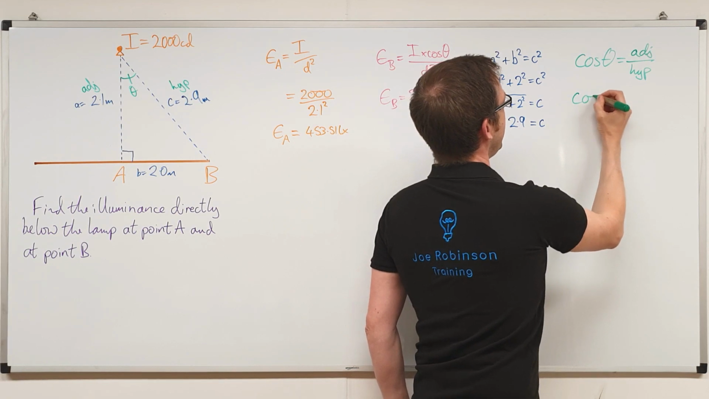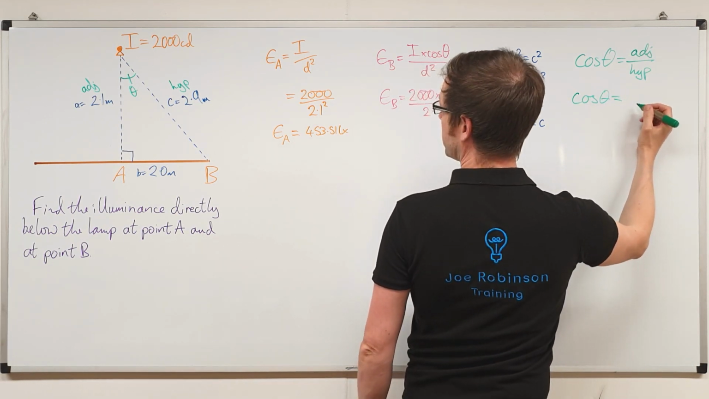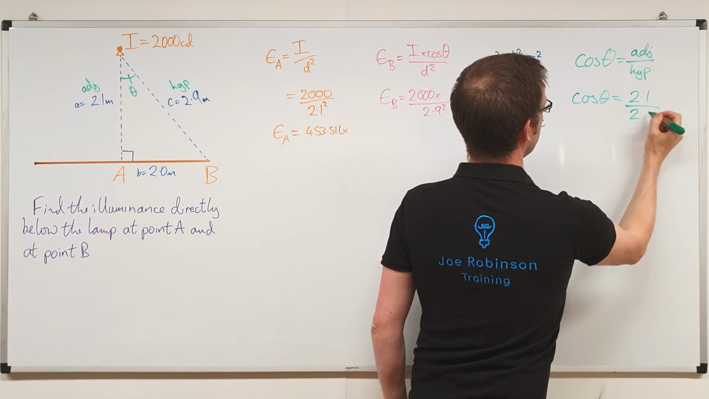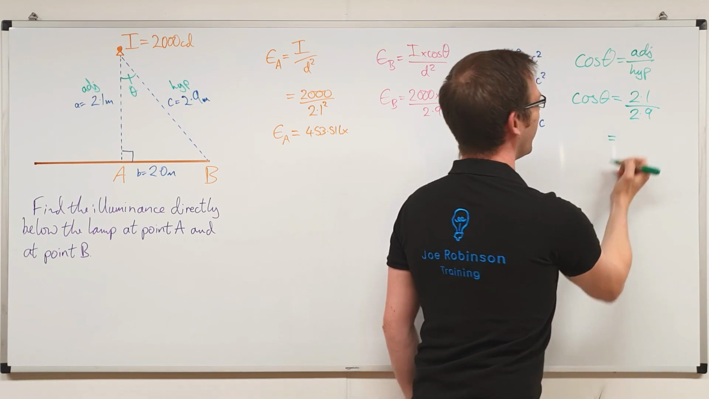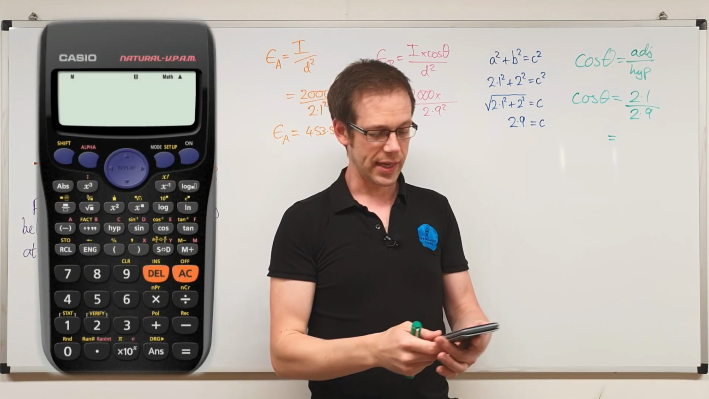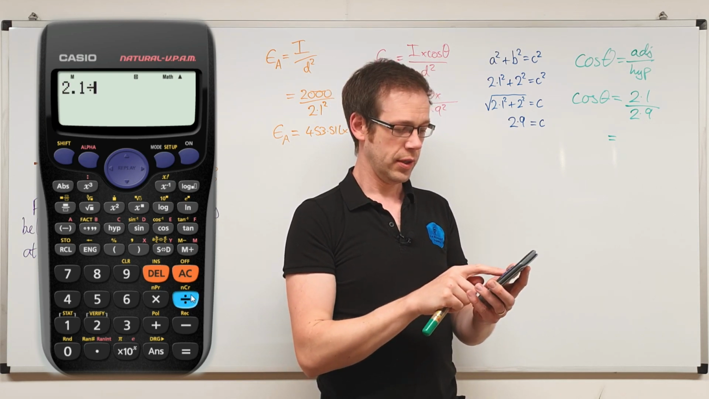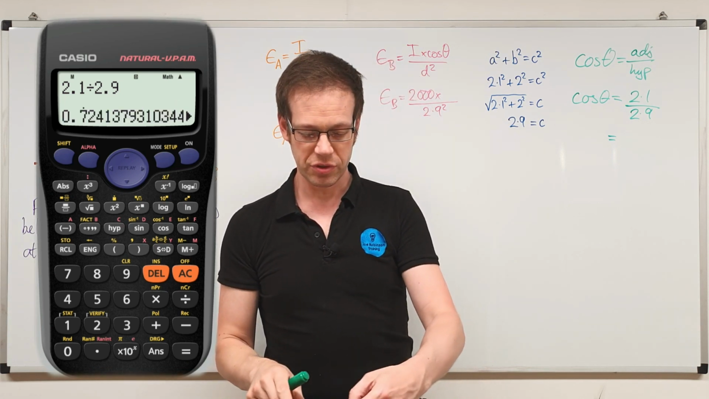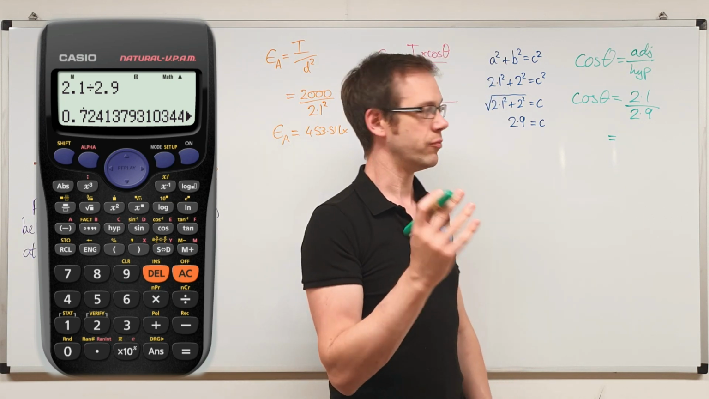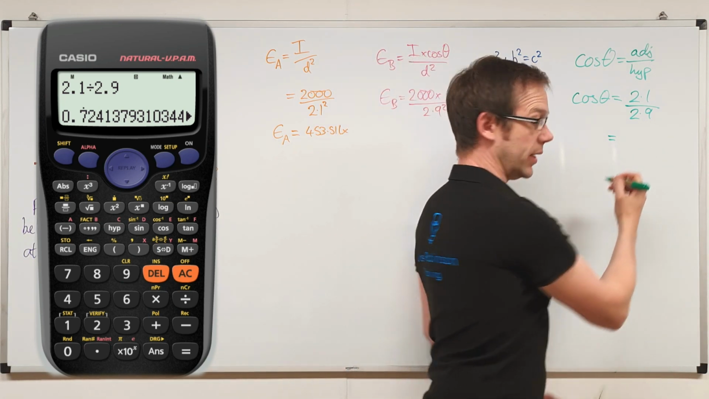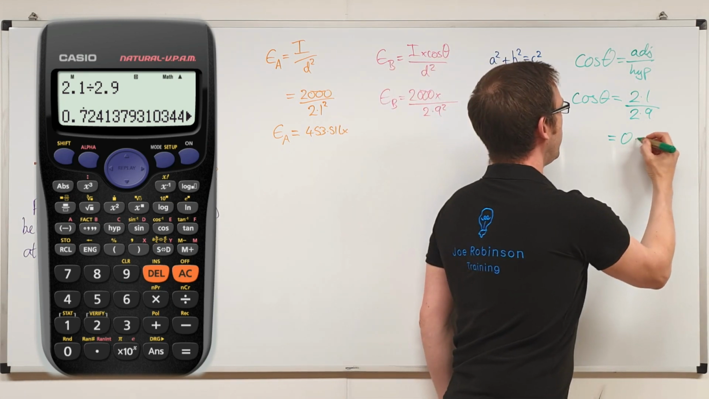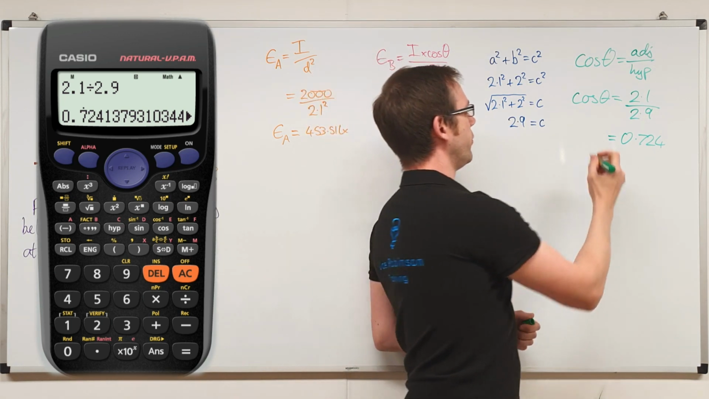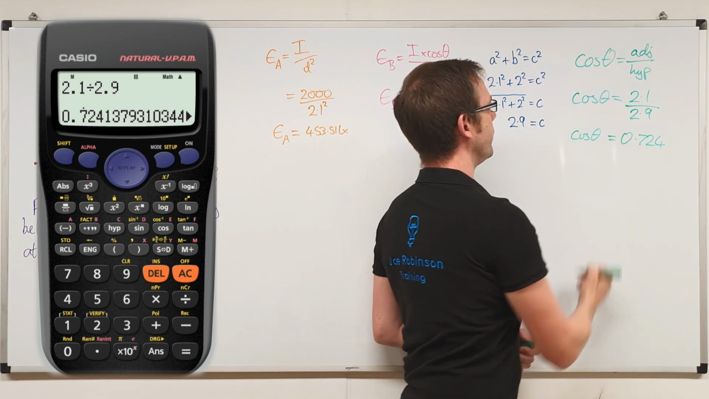So the cosine of theta is equal to the adjacent, which has a value of 2.1, divided by the hypotenuse, which has a value of 2.9. So therefore we can now figure out what the cosine of theta is going to be. Let's put that into our calculator. 2.1 divided by 2.9 is going to give us 0.724. Okay, so 3 decimal places is reasonable for this level of trigonometry. Let me just double check that. 0.724. Okay, so we've got our cosine of theta value. So that is the cosine of theta.